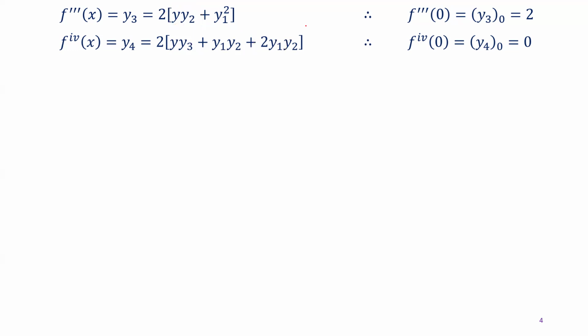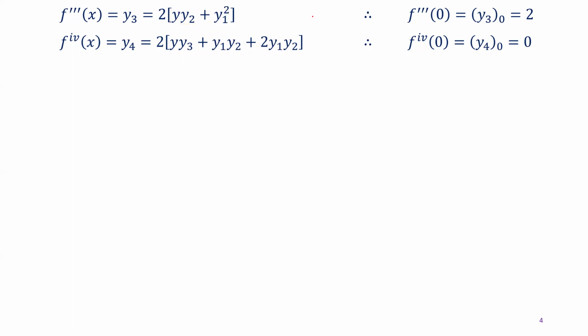Let me again explain this once more. This is the product we want to find out the derivative of, y into y2. We use the product rule. So product rule says first function into derivative of second function. So first function is y, derivative of y2 is y3, plus derivative of first function. So derivative of y is y1 into second function y2, plus what is the derivative of y1 square? So derivative of y1 square is 2y1 and again derivative of y1 is y2.